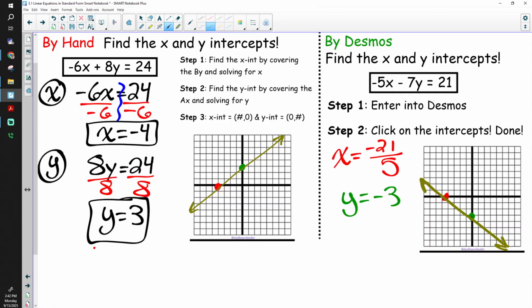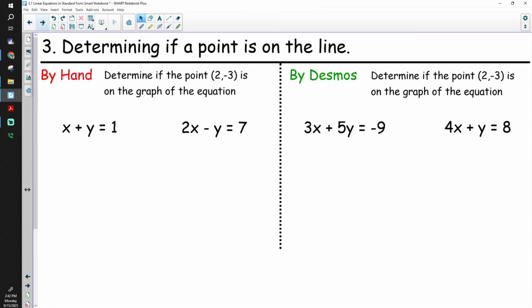I only have one more skill to teach you today using standard form. We're going to do it by hand and then with Desmos. Is this on the same page or the next page? Next page.